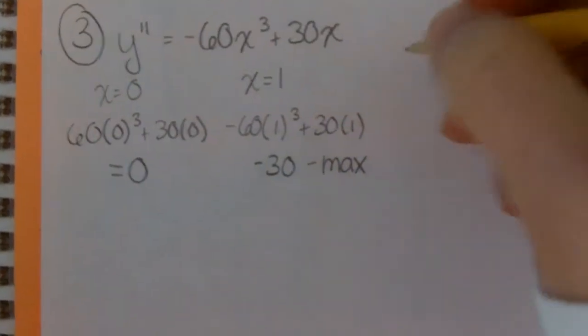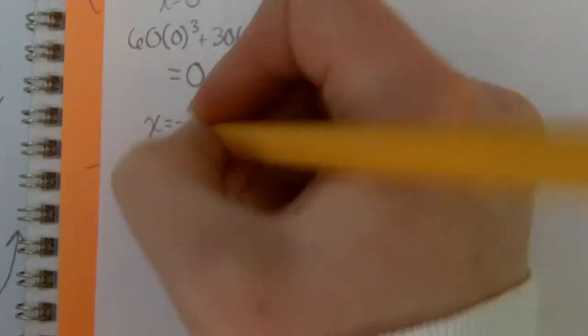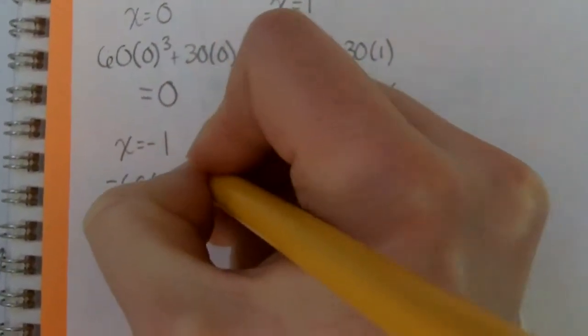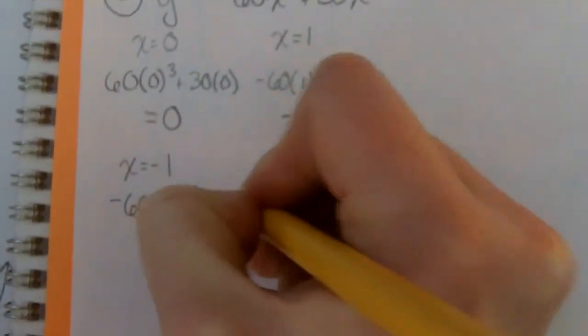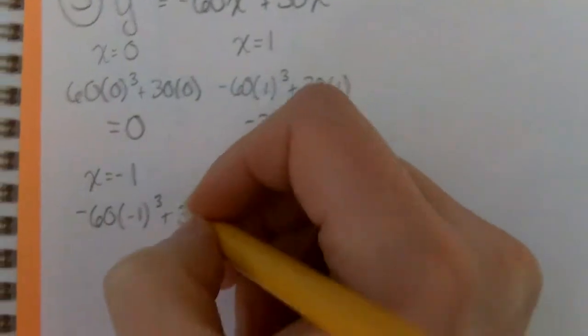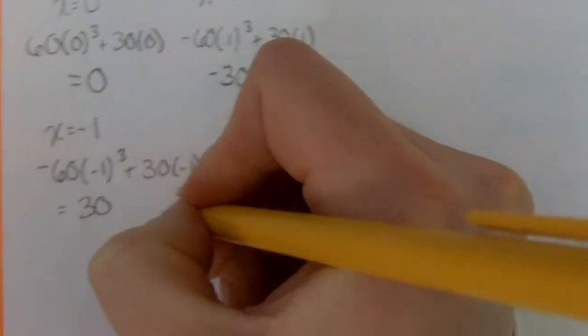And then let's move down here. So let's plug in negative 1. If we plug in negative 1, we're going to end up with negative 60 times negative 1 to the third plus 30 times negative 1. So that's going to be negative 1 cubed, which is negative 1. So that's going to end up being a positive 60 minus 30, so that's going to be a positive 30. So because it's positive, we know it's going to be a min.